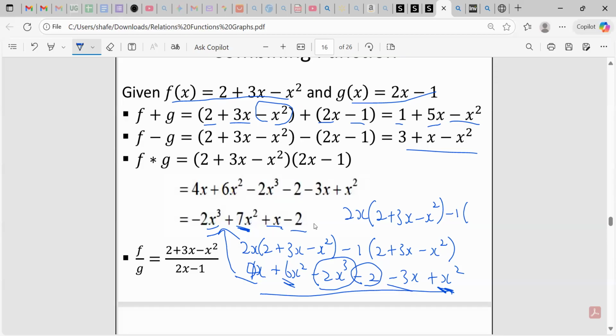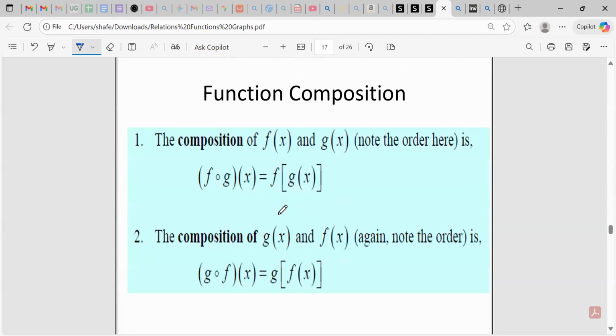There is another useful thing you can do with functions. And it's called function composition.